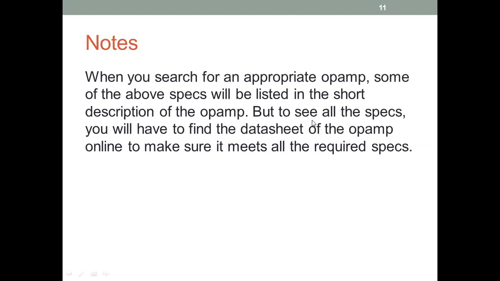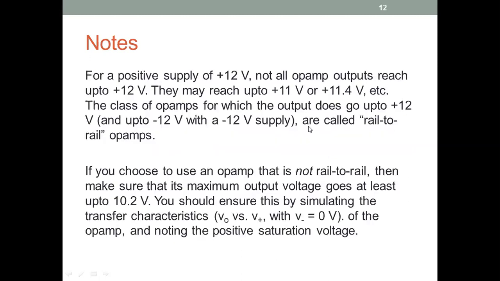So you have to search and find the 3 specific things that you have to meet: the maximum output voltage, the unity gain frequency, and the open loop gain. All right, so that is that. And one more note about the op-amp.